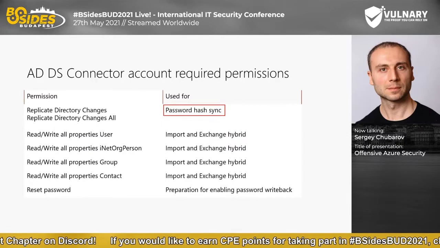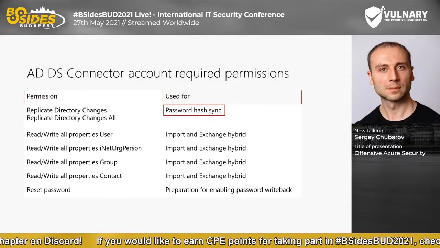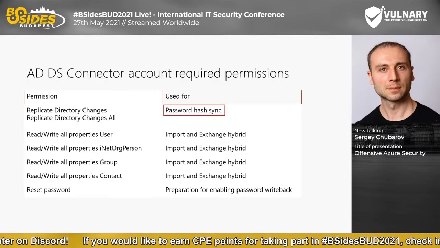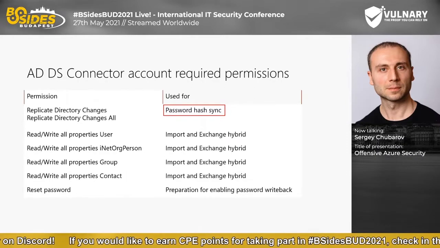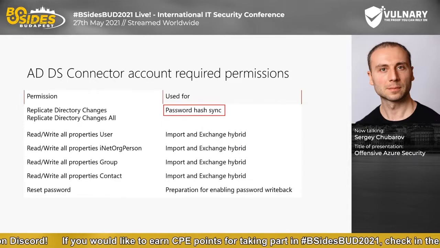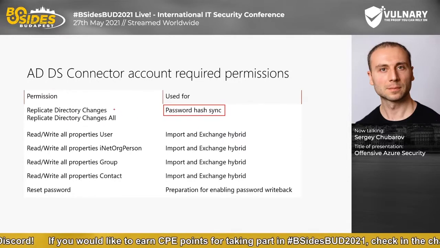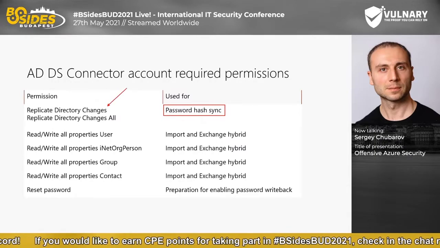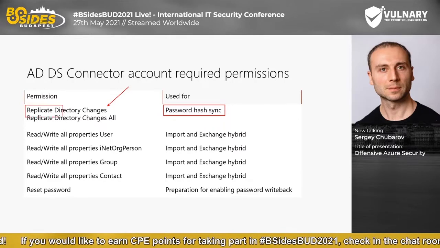And so it's a very recommended disaster recovery option, because if you lose connectivity between your on-premises and the cloud, users will be able to log into the cloud using hashes stored in the cloud. That's one of the benefits of this password hash sync. But when you enable password hash sync, the MSOL account will have extra permissions. Account will have those two permissions.